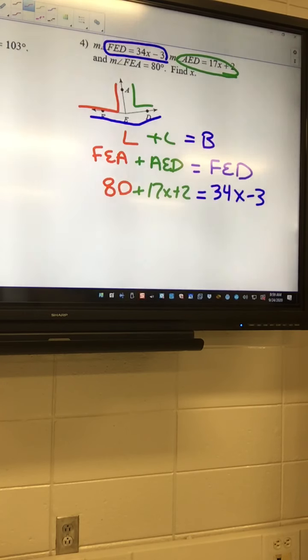Although Bird tells me we're going to be combining like terms. Yeah, so I'm going to write a couple steps on here. So you need to combine like terms. They're not going to be perfect steps because they're just not. Okay, so we can combine like terms.